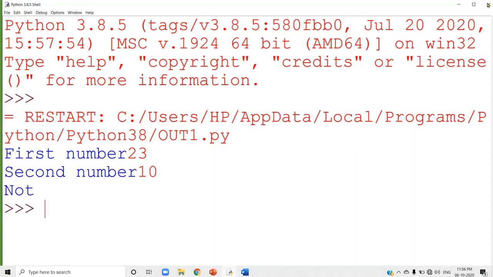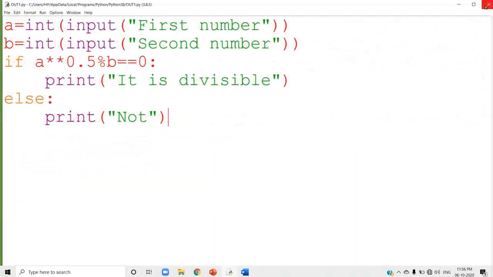So that is all about that question. Simple question. This will be evaluated first. Exponent has the high precedence. After that, percentage will be calculated and check whether its remainder is 0.